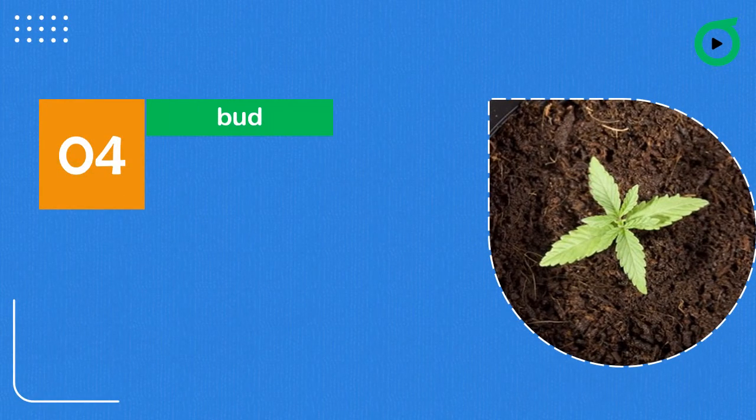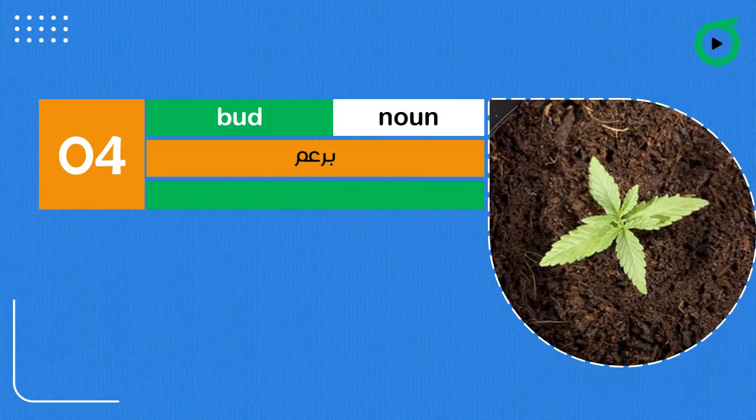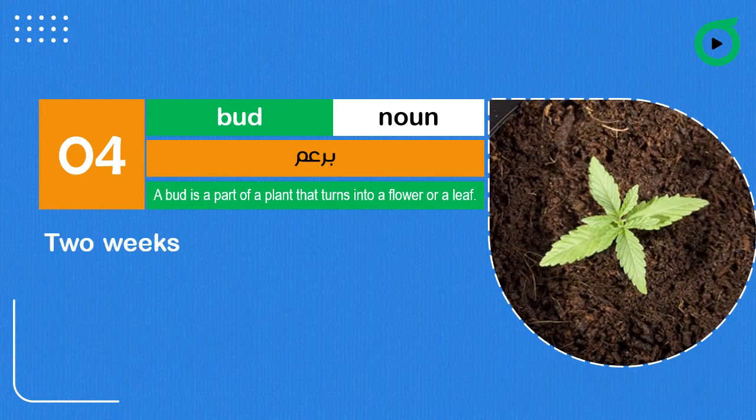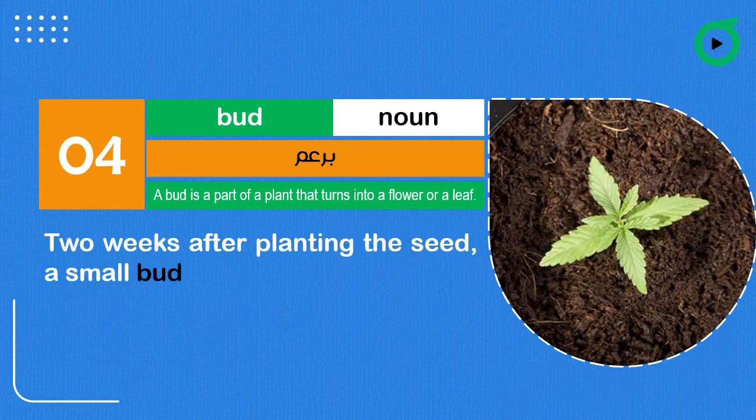Bud. A bud is a part of a plant that turns into a flower or a leaf. 2 weeks after planting the seed, a small bud appeared.